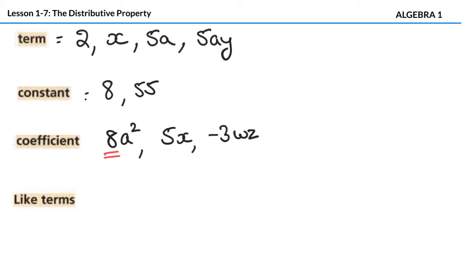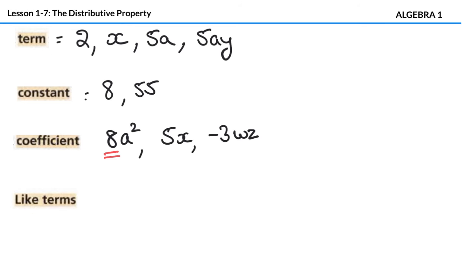What are like terms? Terms which have the same variable with the same power. They are called like terms. To state it very formally, we can say like terms have the same variable factors. In other words, terms that have the same variable with the same power.